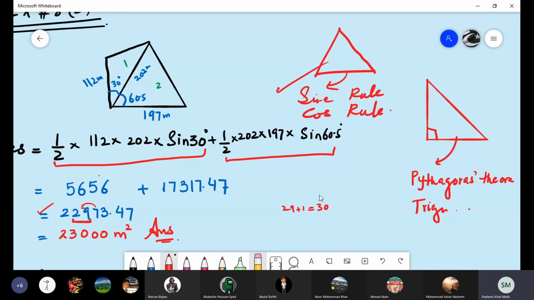So the sine rule we have done. Tomorrow, inshallah, we will continue with the cos rule, and that will be the last topic of your second term. After that, only revision and tests, nothing else. So we have done the sine rule, only the cos rule is left. Tomorrow, inshallah, we will continue with this.